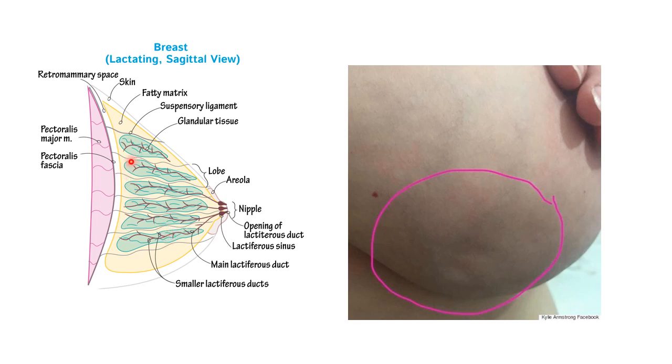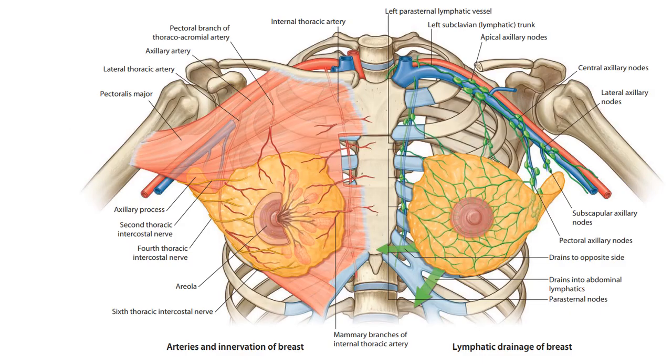Sometimes there is fixation of the breast, where I don't have the normal movement in the retromammary space, due to invasion of the cancer into the posterior thoracic wall from the posterior aspect of the breast.